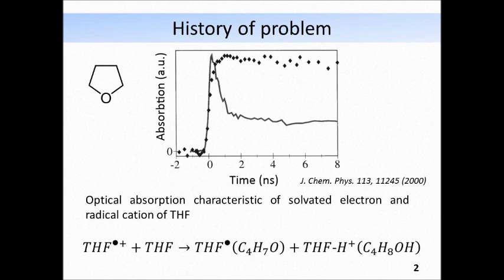the results of experiments that were made by Martini and others. In this chart, the signal of the optical absorption of radical cation of THF decreases after 2 picoseconds after its formation, at the constant level of the signal at the wavelength that corresponds to the absorption of electron.